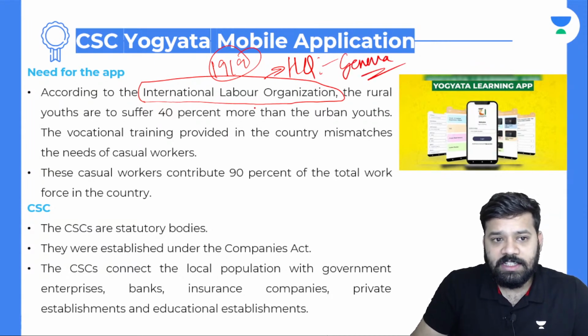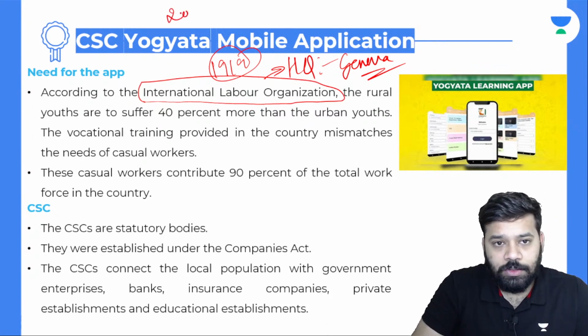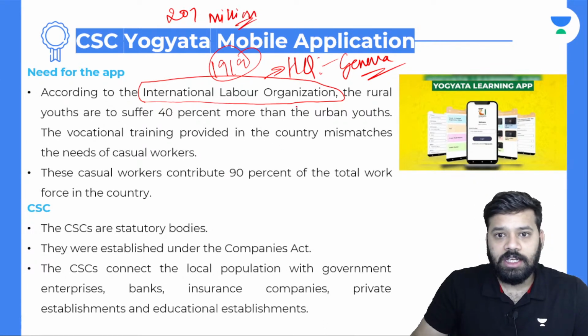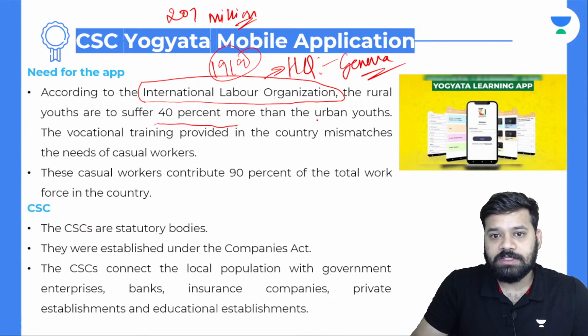Okay, so according to the International Labour Organization, we have already seen that there is going to be 207 million job losses around the world this year. Another report by the International Labour Organization says that rural youth are to suffer 40% more than urban youth. Rural youth will suffer more than urban youth.